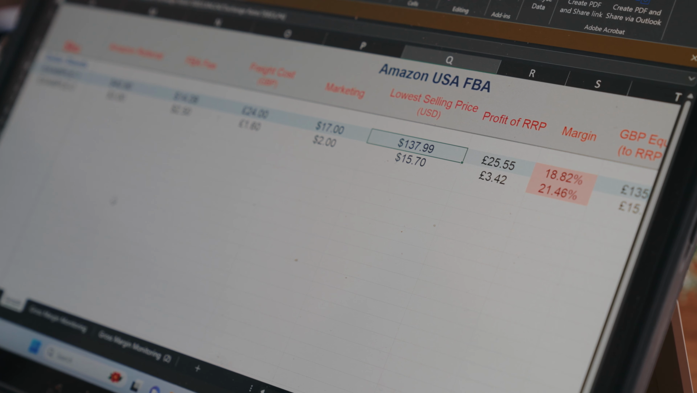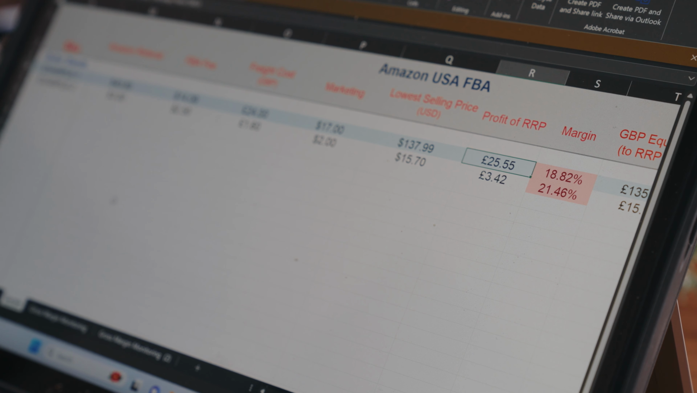Again, you can see the lowest selling price here in US dollars to break even. So if you're running a sale to sell out of stock, maybe you're discontinuing it, you know what you can sell at to break even. Helpful information to have. You see the profit on this item is $25.55, 18.82% gross profit.